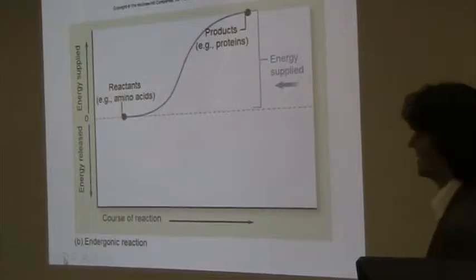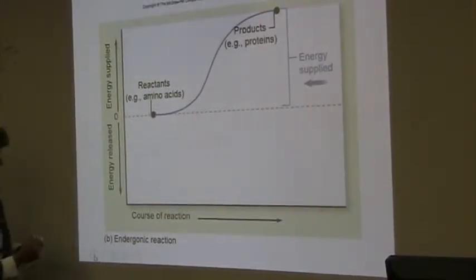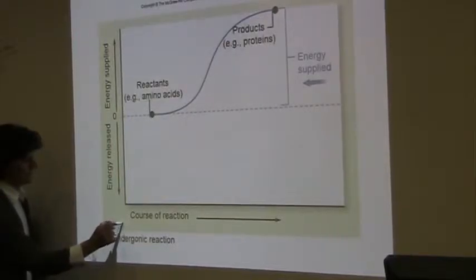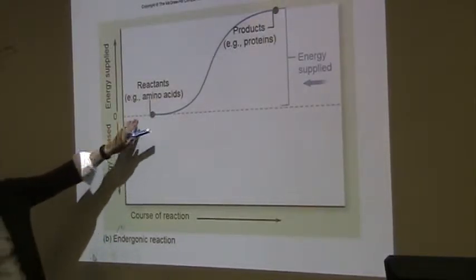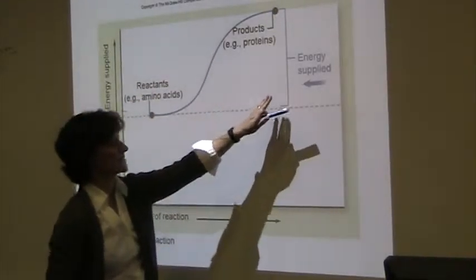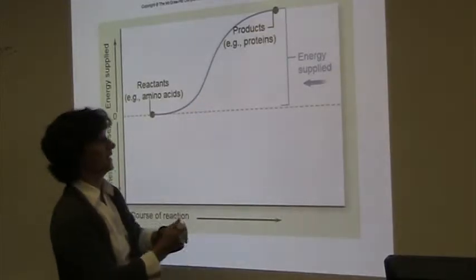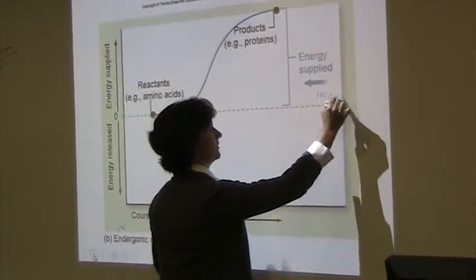If we compare that to endergonic, I like to think of "ender" as meaning you're coming in, right? We're adding energy into the system. And so here your substrates or reactants have less energy than your products, and the only way that's going to happen is if energy is supplied, right? It's put into it during an endergonic reaction.